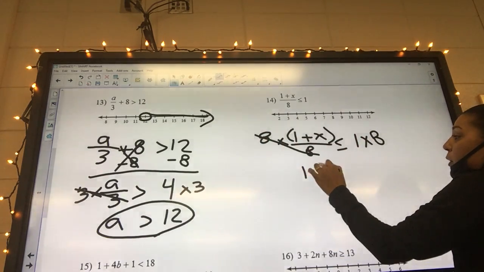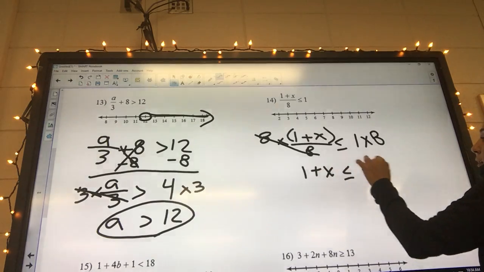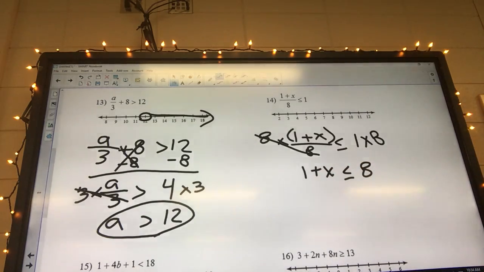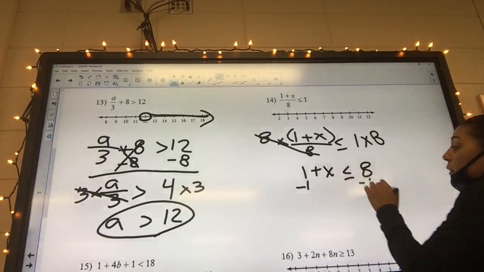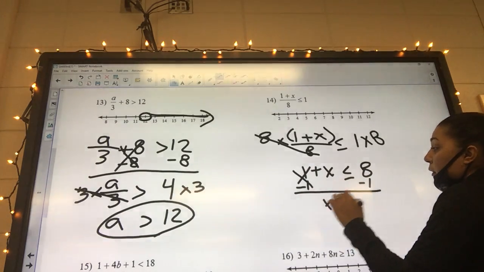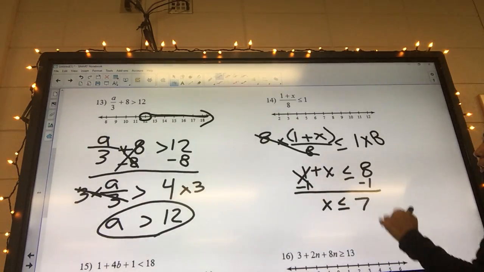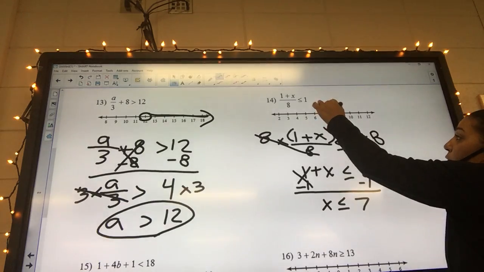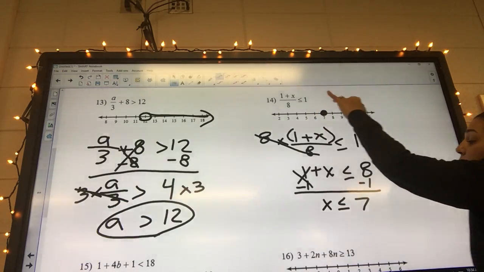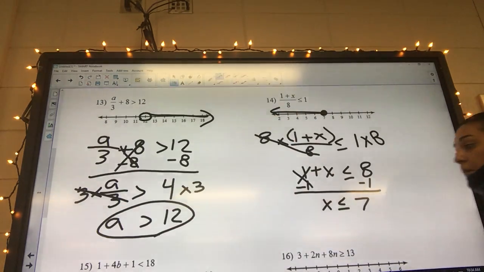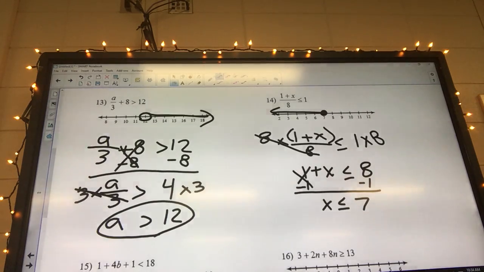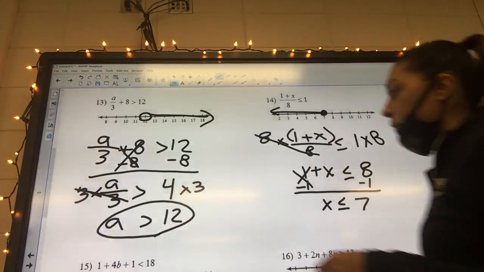Okay, so now we have 1 plus x is less than or equal to 8. And most of you guys, you should know how to solve from here. I think I got it. Okay, so it's going to be closed, pointed towards the left. You want me to do 15 or 16? 15.